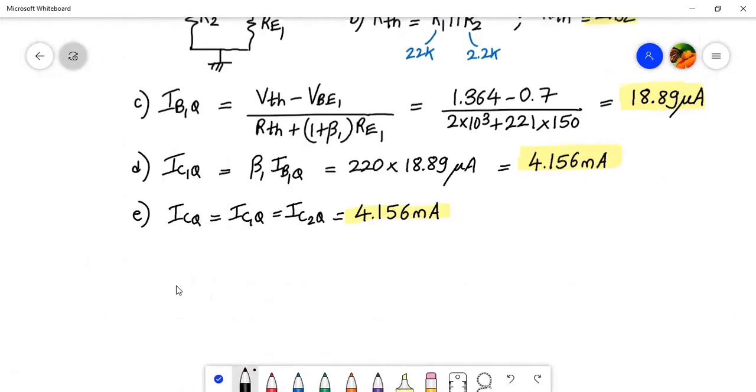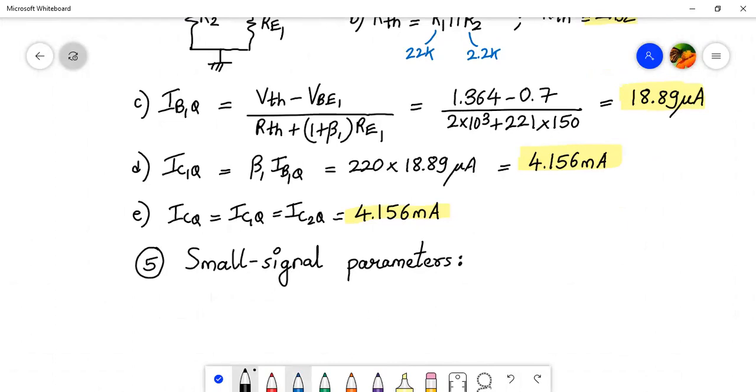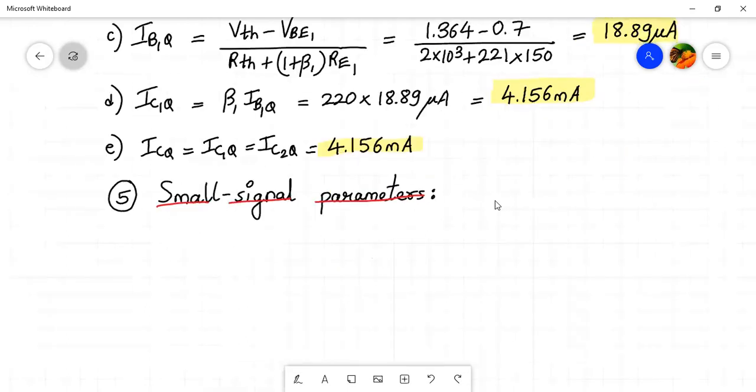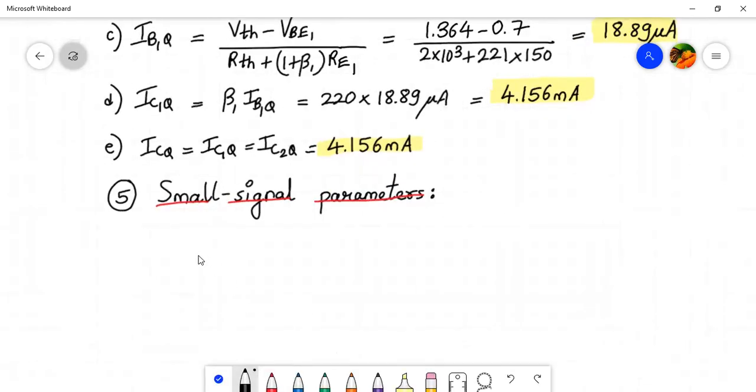So that will be step number 5, small signal parameters. From here we'll calculate what the parameters of a BJT are. The first parameter over here is gm.